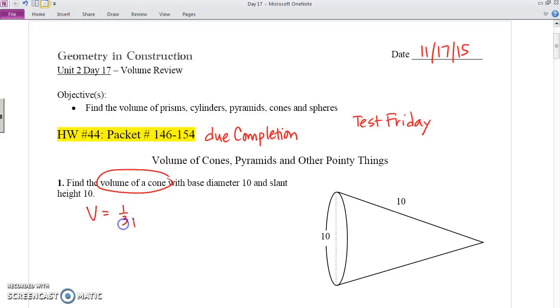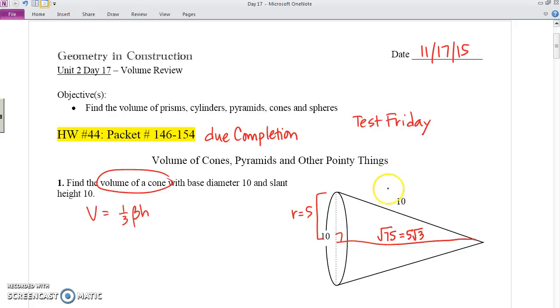is 1/3 area of the base times height. And since this is a circular base, we need to know the radius, which is 5. And we'll need to know the height, so we need to draw in the height. I know there's a right angle there because it's a height. When you do Pythagorean theorem, this is the square root of 75, or 5 root 3.